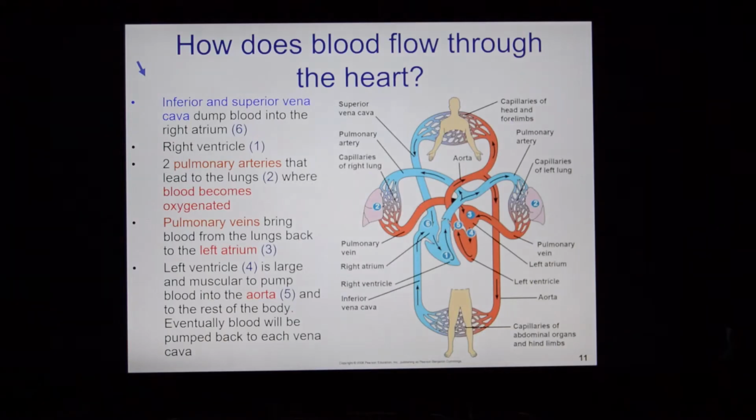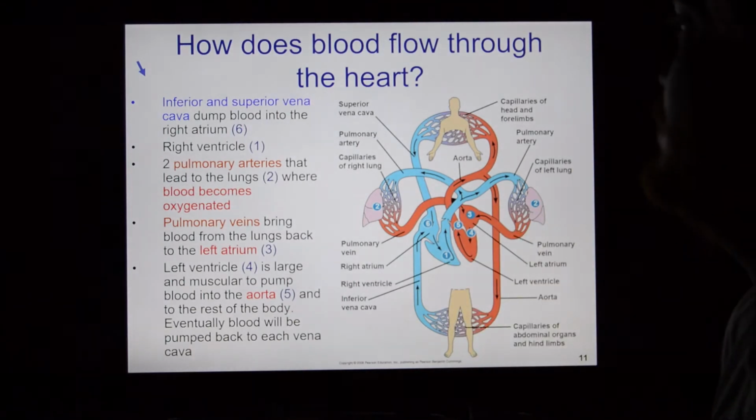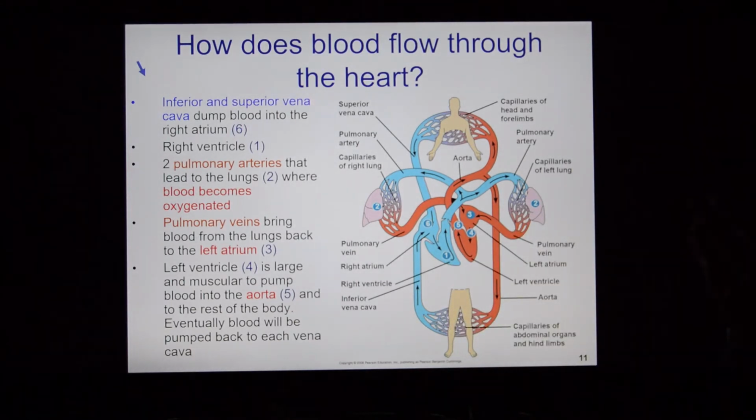Here's a head. All right, I think this is where we stopped. How does blood flow through the heart? We've already done this. Let me just run you through it one more good time.